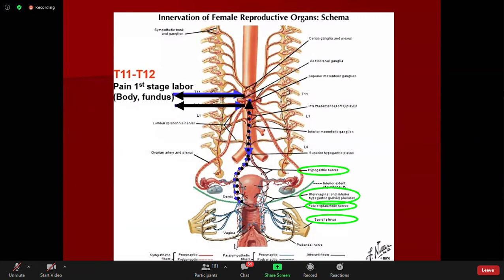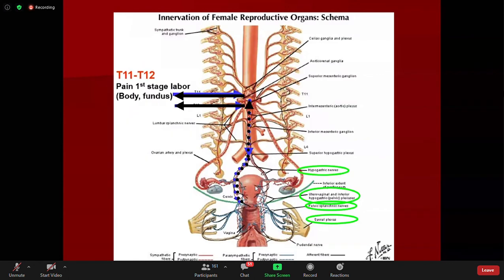The last 2 centimeters of the vagina are supplied by a somatic nerve, not autonomic, which is called the pudendal nerve. It also comes from S2, 3, 4, but it's not autonomic. Somatic means like skin. You feel pain, touch, and temperature. You cannot burn or cut your skin without feeling pain. The same will happen to the lower part of the vagina, okay?